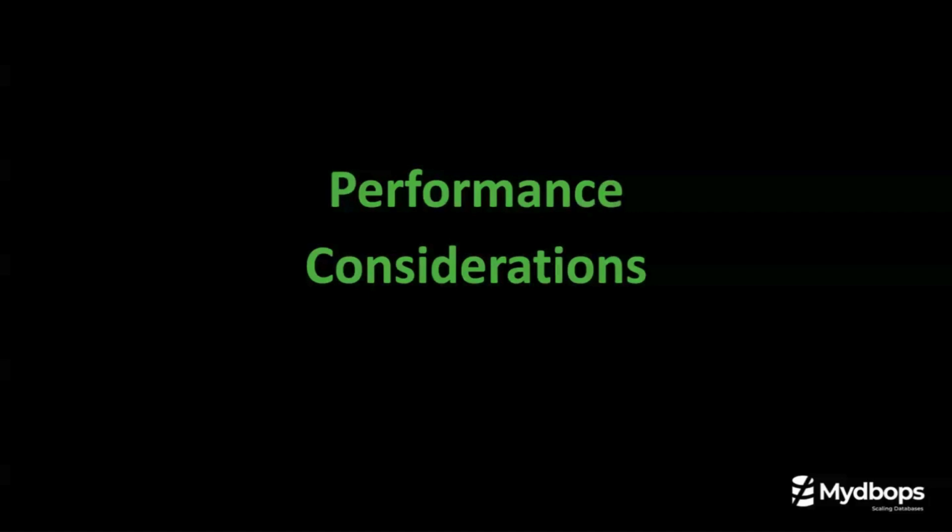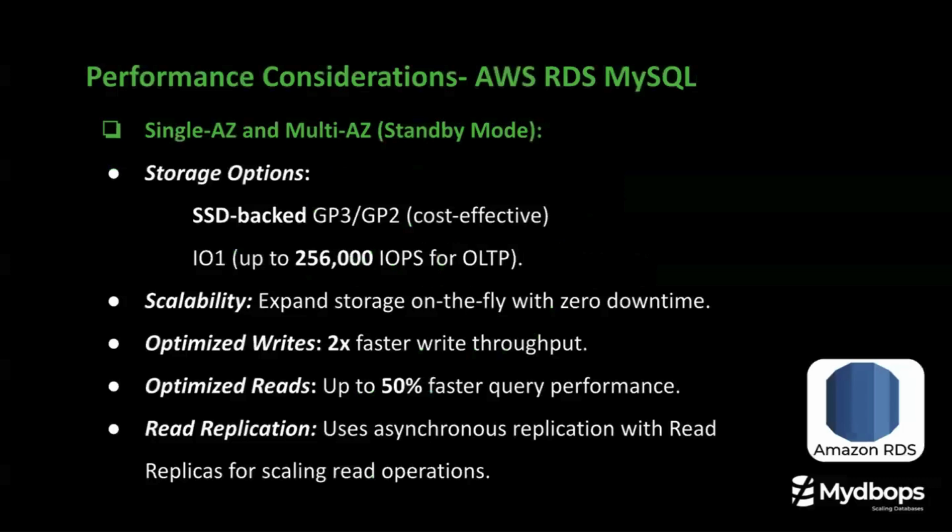Now let's see the performance considerations of the AWS MySQL database solutions. One of the biggest advantages of RDS is scalability. You can expand storage on the fly with zero downtime. As your data grows, your database can scale without any service interruptions. When it comes to storage, RDS supports SSD-backed options, which are GP3, GP2, IO1, and IO2, which we have already seen in the storage design of AWS RDS MySQL.